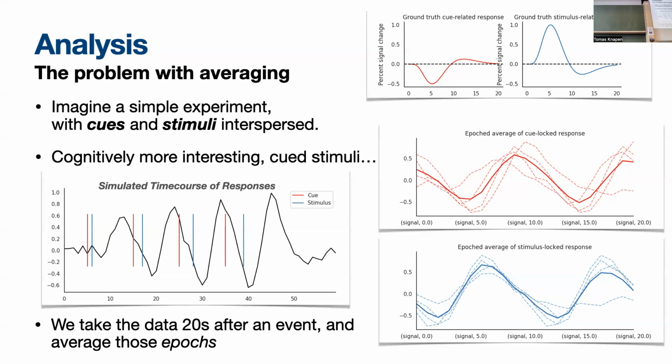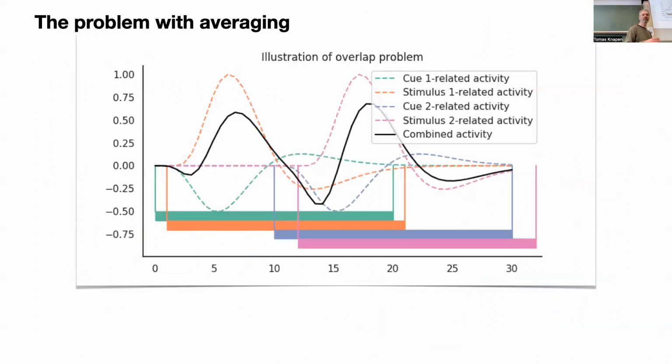Okay. Let's continue. I understand that my timing of the break is a bit off insofar as the problem with averaging. I actually have a sort of summary depiction of that, which you can see on the screen now. And this, I think, makes the problem of this epoching analysis much clearer.